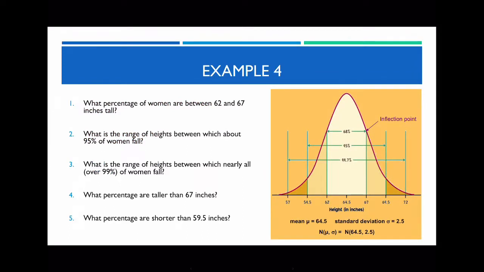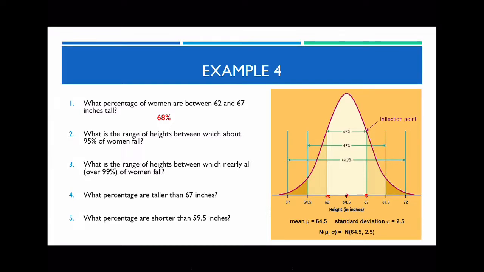So the first question reads, what percentage of women are between 62 and 67 inches tall? So 62 lies over here, 67 is over here, your mean is over here. We said that if we move 1 unit to the left and to the right, this is 68% of data. So therefore, in this case, 68% of women are between 62 and 67 inches tall.